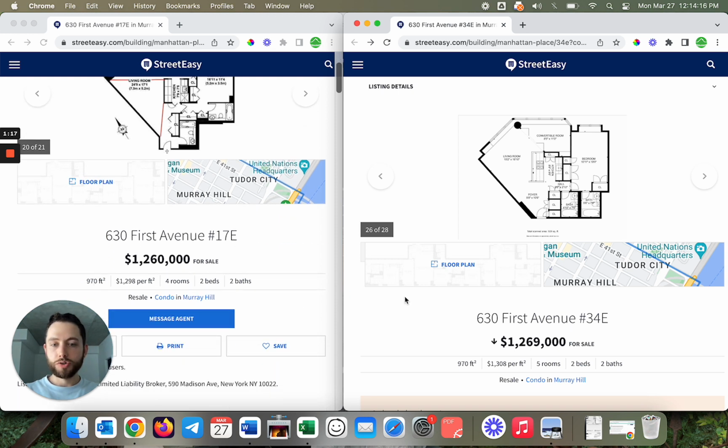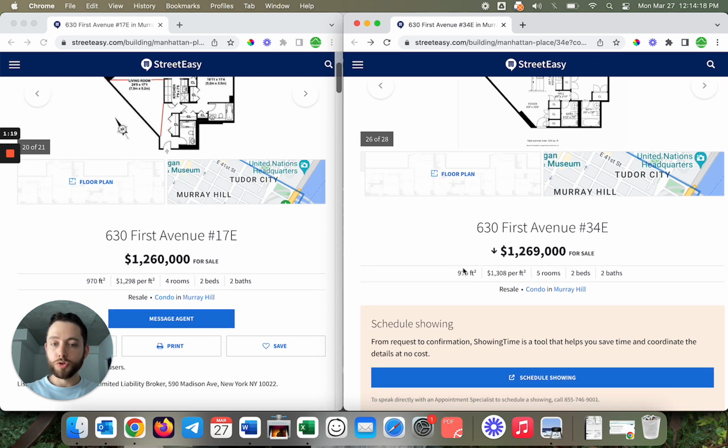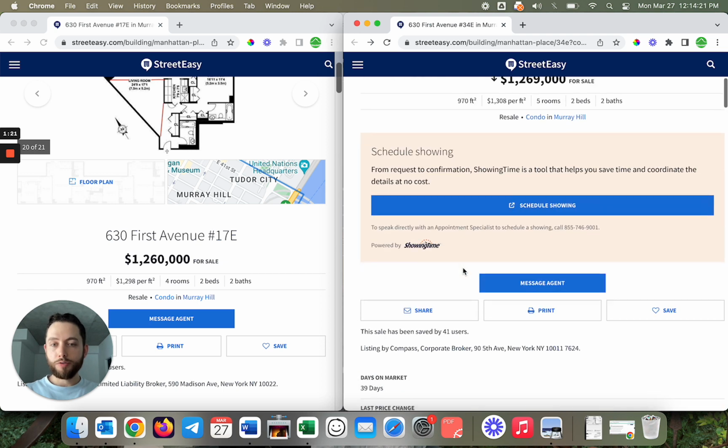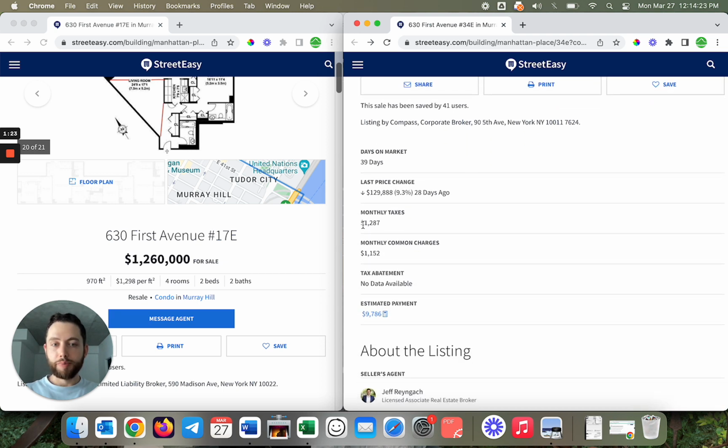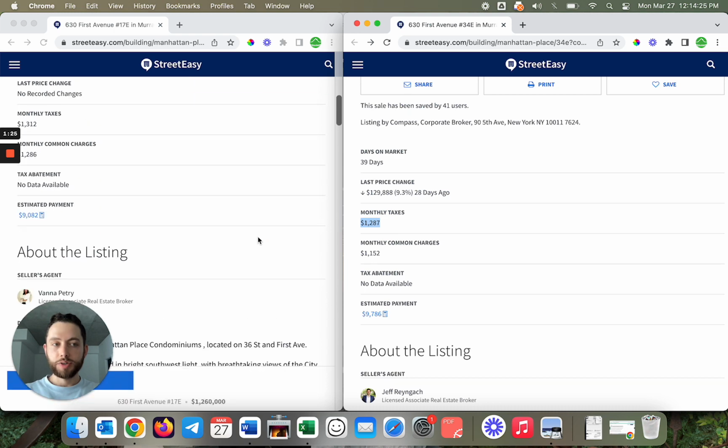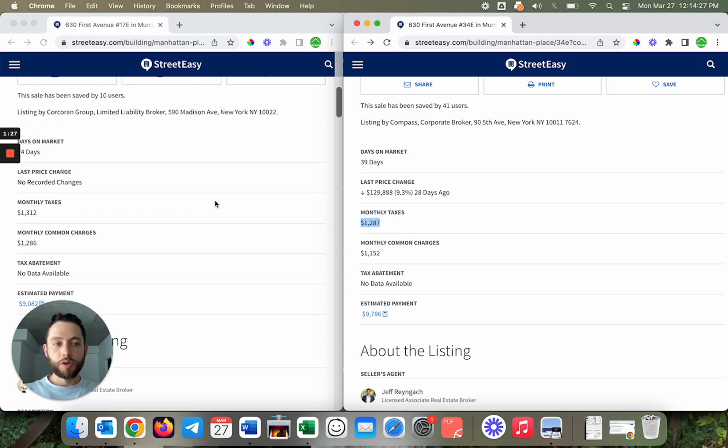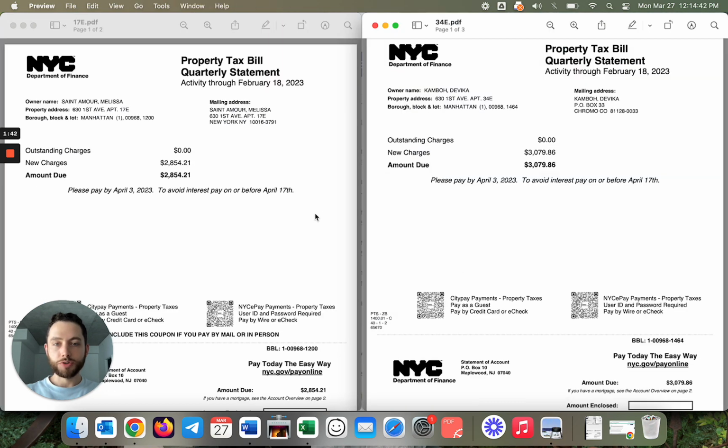Moreover, the square footage is also the same. So you would expect the person on the higher floor having a superior unit to pay more in property taxes, but turns out they actually don't. You can see here that the property taxes are actually higher for the lower floor unit, which really doesn't make sense. So we decided to investigate this, and the best way to do that is to actually look at the property tax bills. So let's go ahead and figure out what's going on.